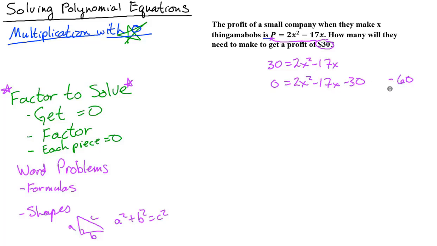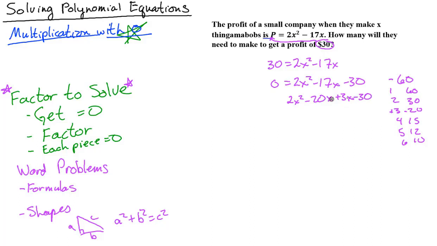So negative 60, let's factor it. 1 and 60, 2 and 30, 3 and 20, 4 and 15, 5 and 12, 6 and 10. I think that's all the factor pairs. We've got to find one that adds up to a negative 17. So it looks like it'll be negative 20 and positive 3. So that's 2x squared minus 20x plus 3x minus 30. And you could have switched those around if you want.